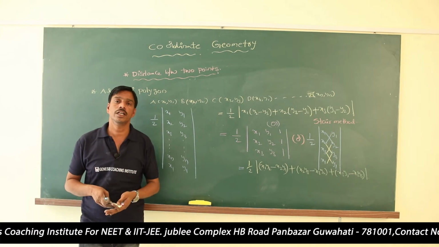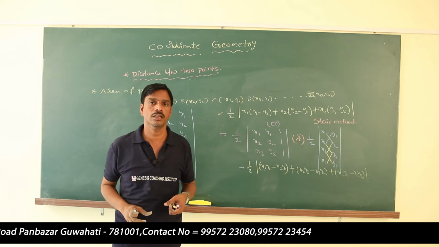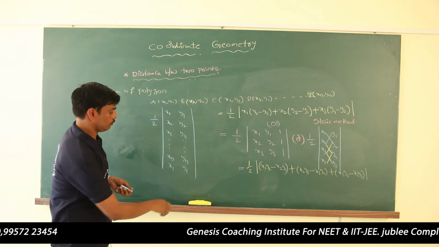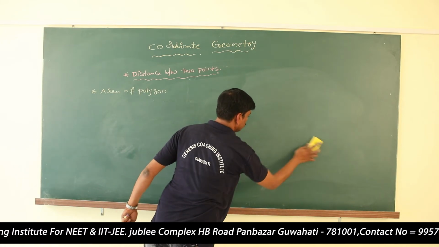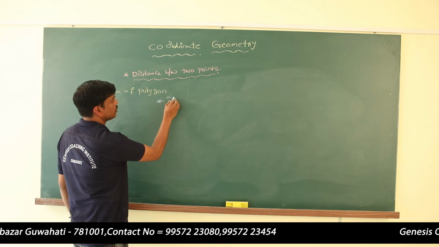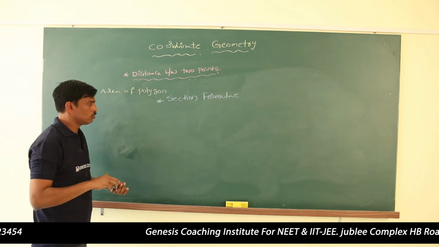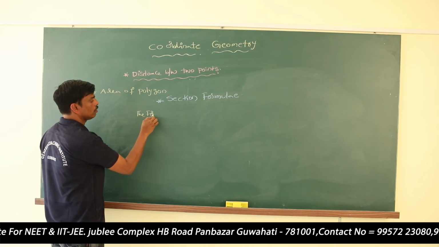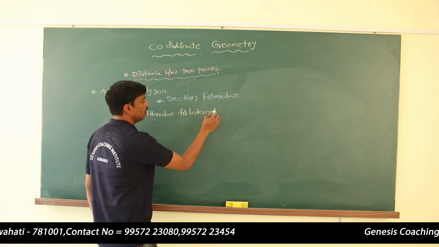The next, the third one, is the section formula. Here there are two formulas: one for internal division and one for external division. So first, the formula for internal division.